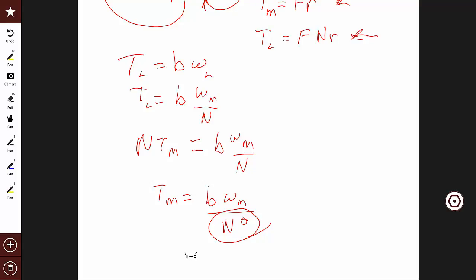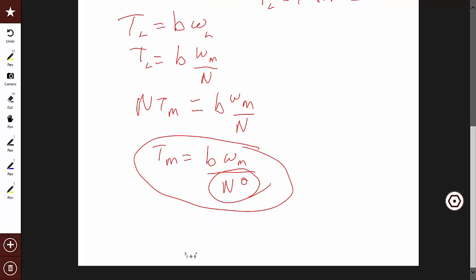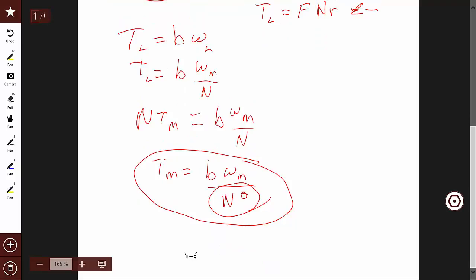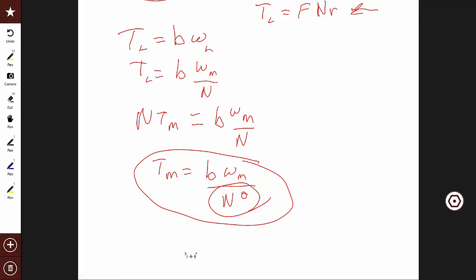So what's the effect? I'm going to plot this equation for the load on top of the motor. It's a straight line, you agree. What's the slope of this straight line? It's B divided by N squared. Isn't that the slope? N is bigger than 1. It's a speed reducer, remember? N is bigger than 1.